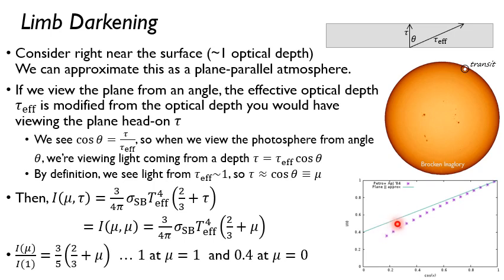What this limb darkening is, is when you look at the sun, you see it's getting dimmer as you get to the edge, and that's because you're looking at shallower and shallower optical depths. The intensity is dropping. So that's the phenomenon of limb darkening, and it's understood, I'd say, pretty well for this plane parallel approximation using the Eddington gray atmosphere.